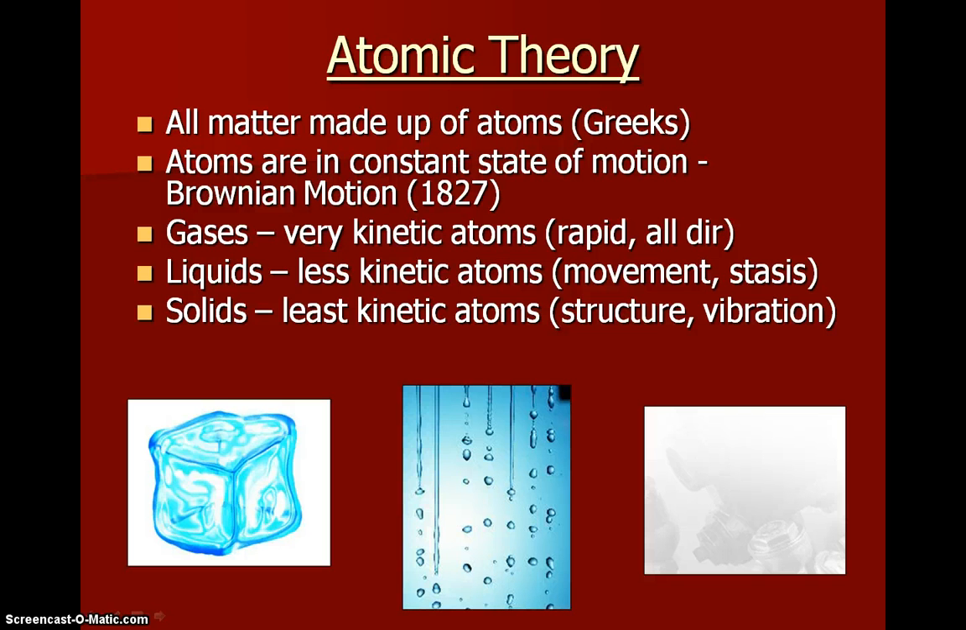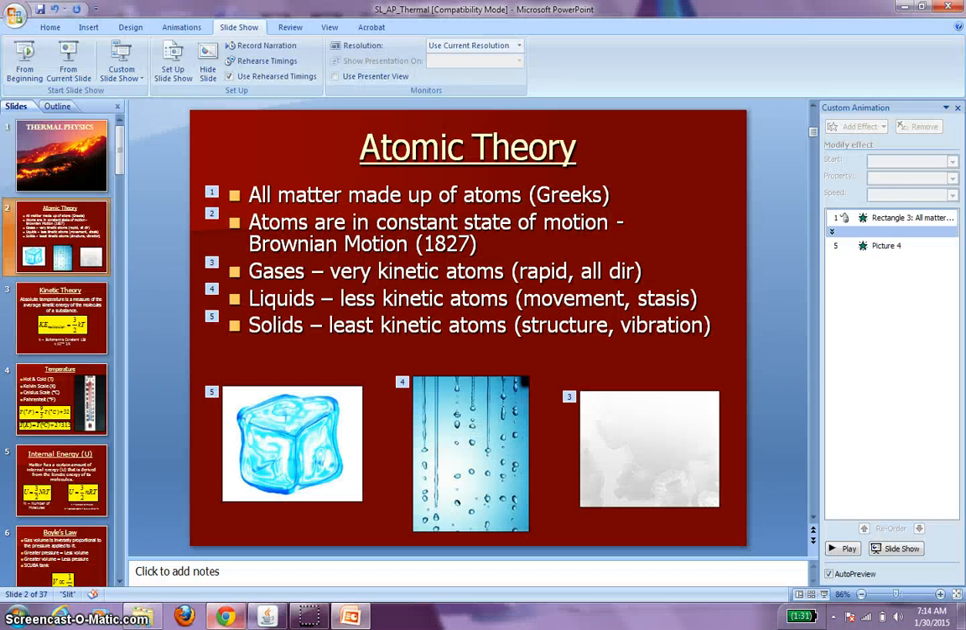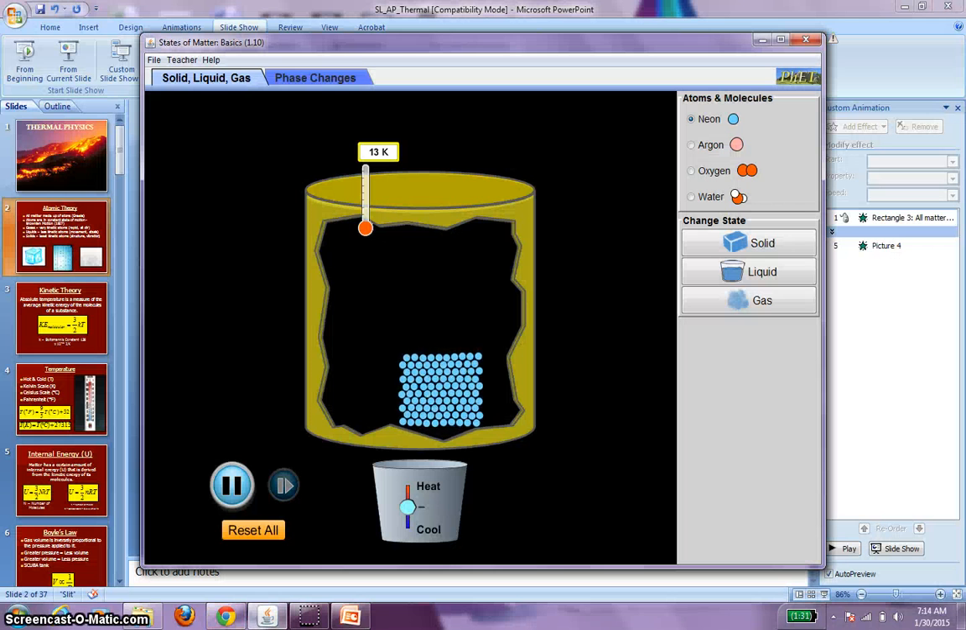And then solids have the least amount of kinetic energy. They have a solid structure, definite shape, definite volume, and the particles are vibrating in place. So just to get an image of that, you can see that this shows you the particles that make up a solid. So it has a definite shape and a definite volume, but even though a solid appears not to be moving, the particles of that solid are vibrating in place.